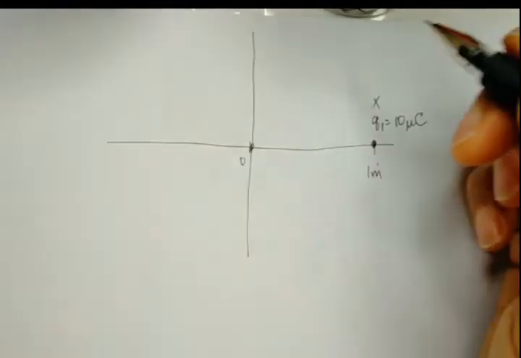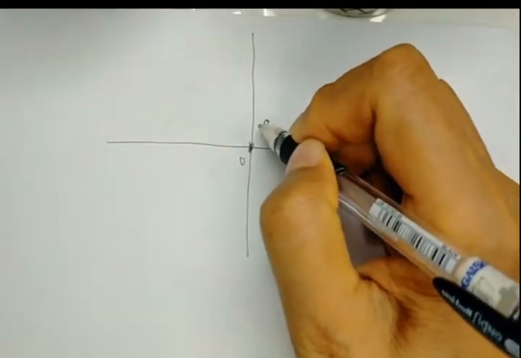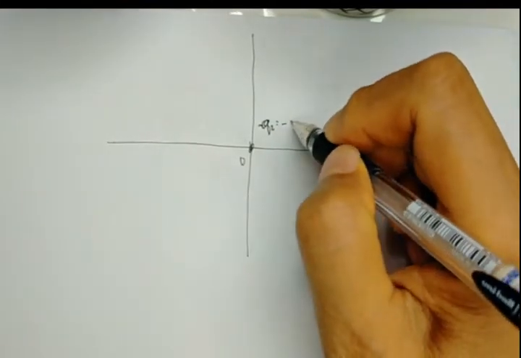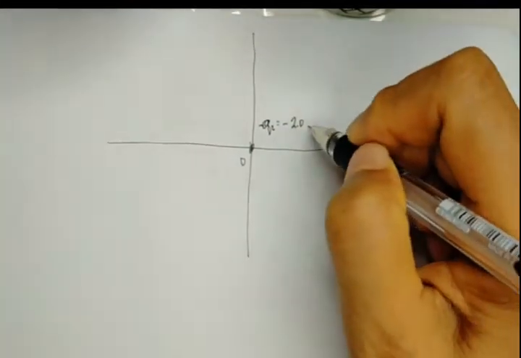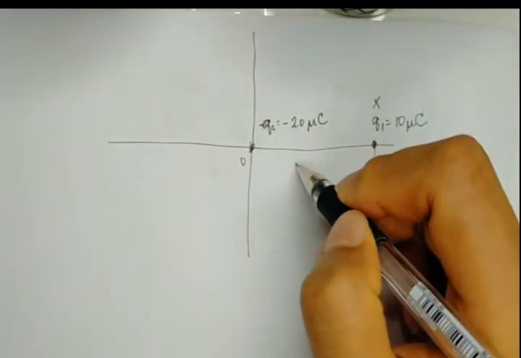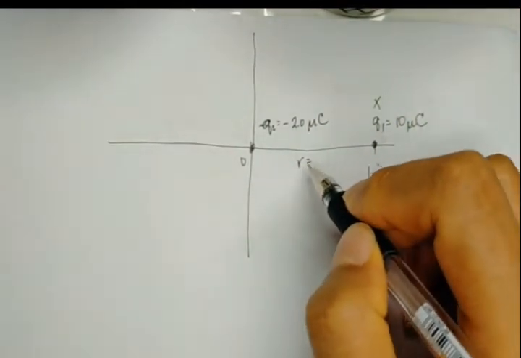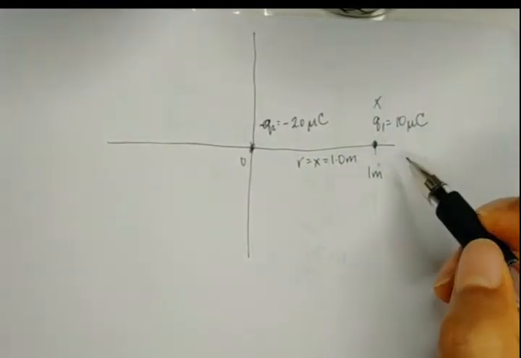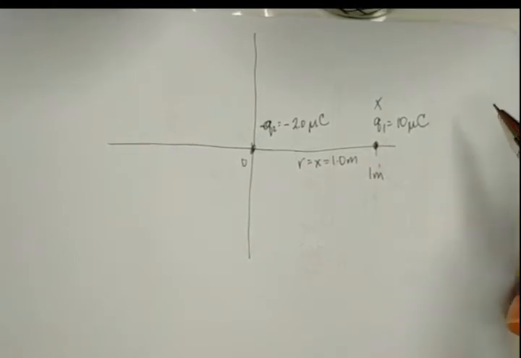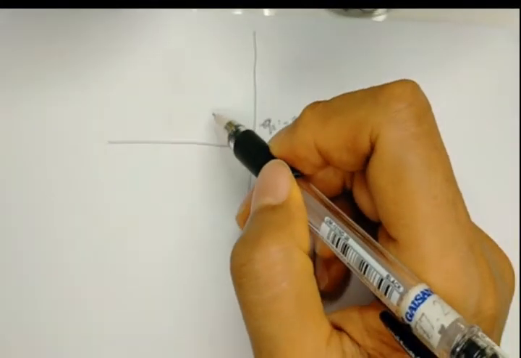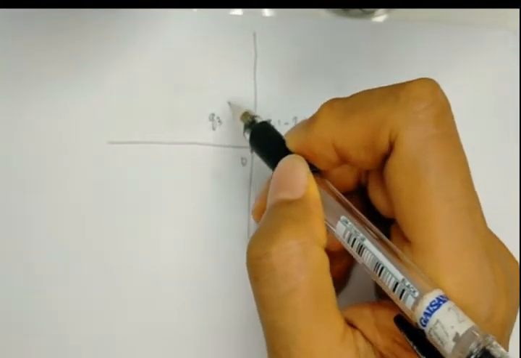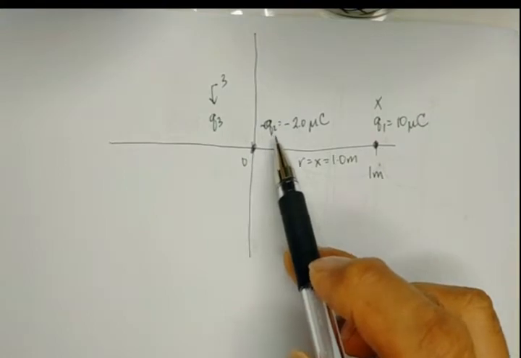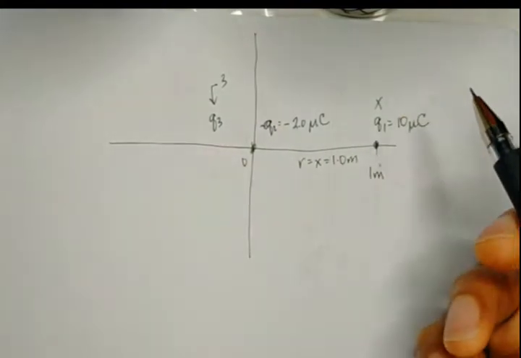And sa Q2, negative 2.0 microcoulomb. So ang R mo dito is, or x, 1 meter. Ang question is, saan mo ilalagay yung Q? In such a way, you have Q3. Okay, Q3. Where are you going to place that? In such a way na yung net force na combine ng dalawa sa Q3 is 0.